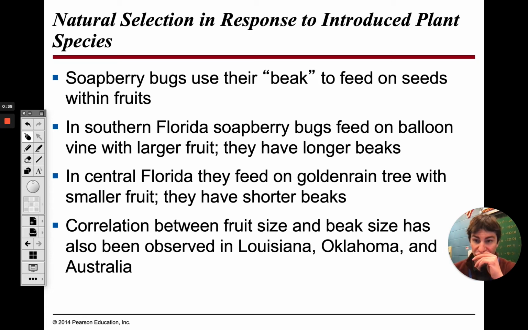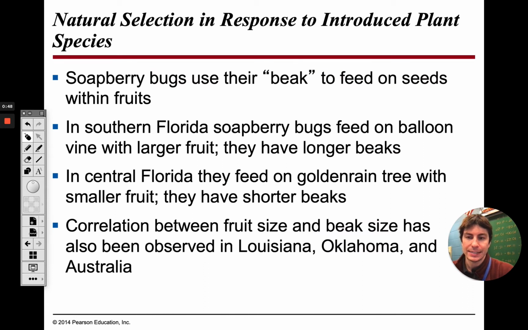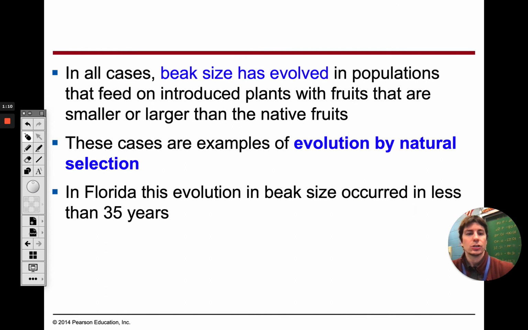So there was a study done in different parts of Florida about soapberry bugs. They have beaks, and they can eat different seeds inside of fruits. Now, in South Florida, they noticed they have longer beaks because the fruit are larger. In Central Florida, they have shorter beaks because there's not so much of the big fruit there. So here's what they look like, kind of like a stink bug almost, but a little bit different. So the beaks have evolved with our soapberry bugs in the different parts of Florida.